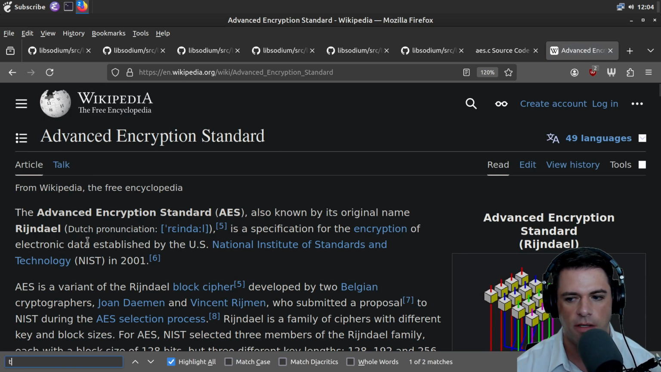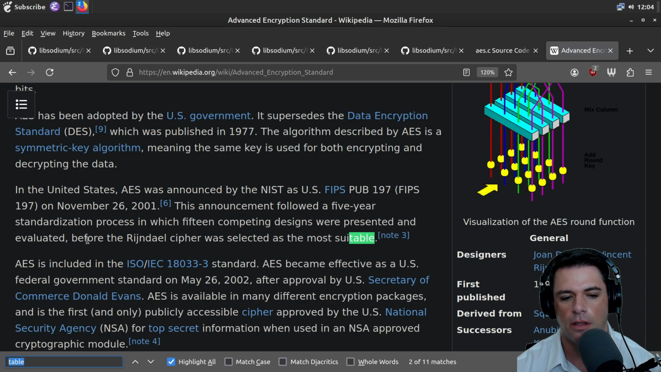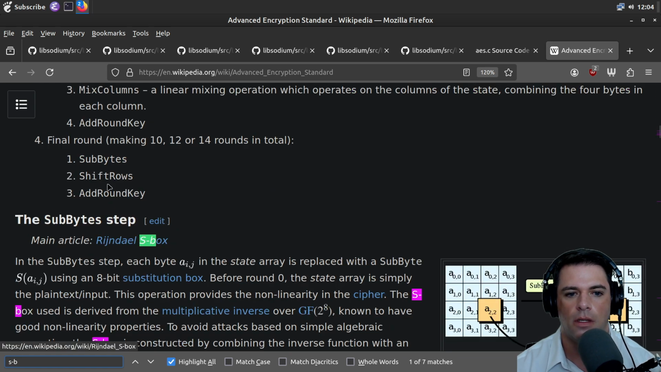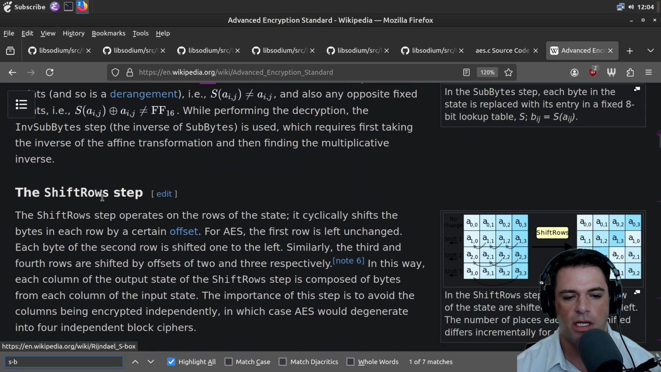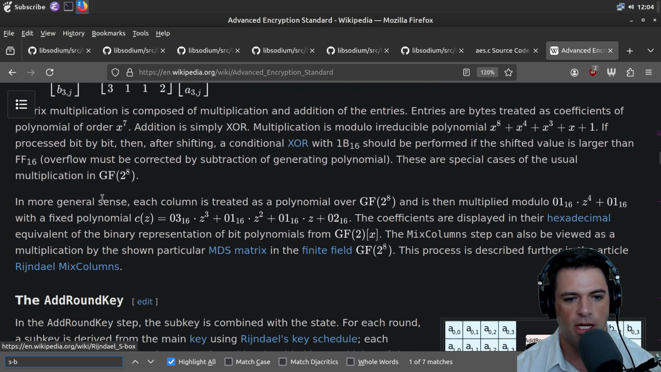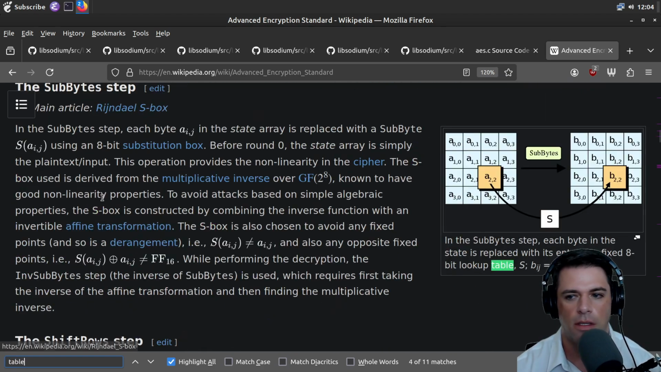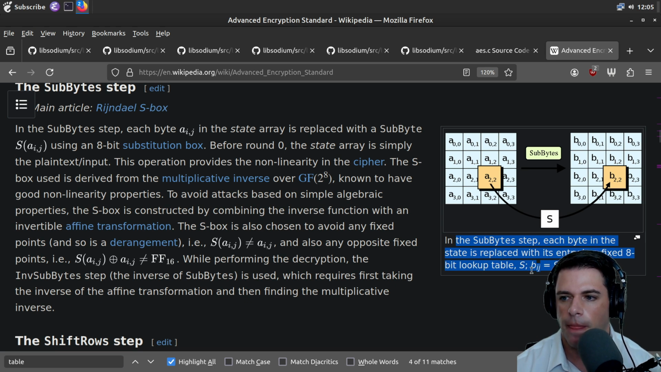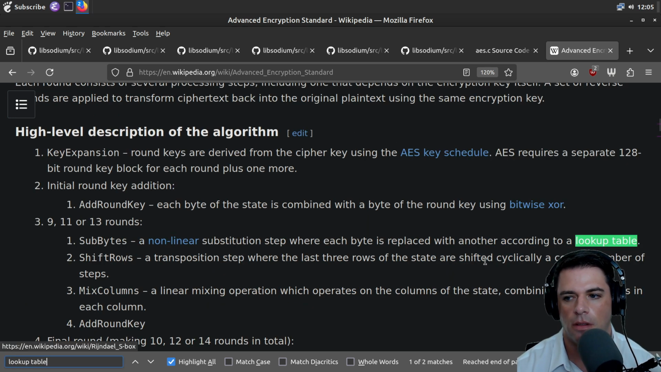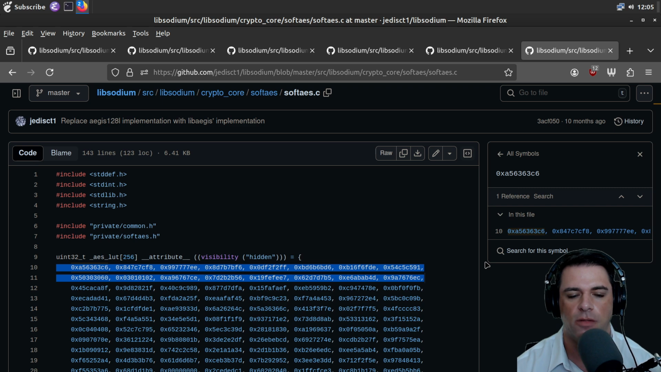Advanced Encryption Standard. So we have this S-box thing, and a ShiftRows step, and a MixColumns step, and an AddRoundKey. In the SubBytes step, each byte in the state is replaced with an entry in a fixed 8-bit lookup table. So I guess that's what the lookup table is. Something along those lines. All right, some lookup table.